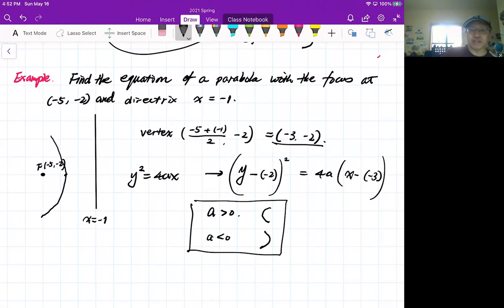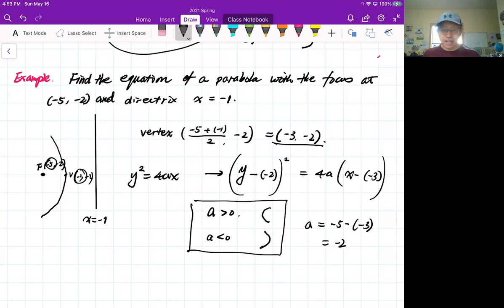Everyone's good? All right, but I still need to figure out the a here. How do you get the a? A is the difference between the focus and the vertex. Okay, where's the vertex? The vertex here is -3, -2. So that will be the difference between the two x values, right? The focus is at -5, minus the vertex, -3. So I can get -2 here. All right, does it make sense?